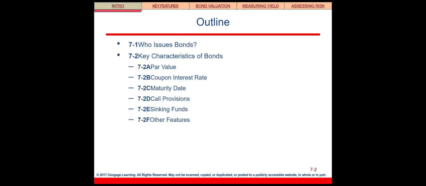This is the outline of this chapter. This chapter actually has lots of material. Firstly we discuss who issues bonds. So there are mainly several parties: government, including federal government and local government, and then financial institutions, and then also corporate. So these are the issuers of bonds.